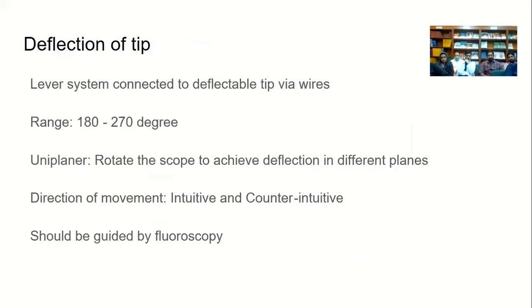Deflection of the tip. There is a lever system present in the tip of the flexible ureteroscope. The range of movement is from 180 degrees to 270 degrees. It is uniplanar; rotate the scope to achieve deflection in different planes. So the flexible ureteroscope moves only in one plane. We rotate our hand according to the positioning of the stone.